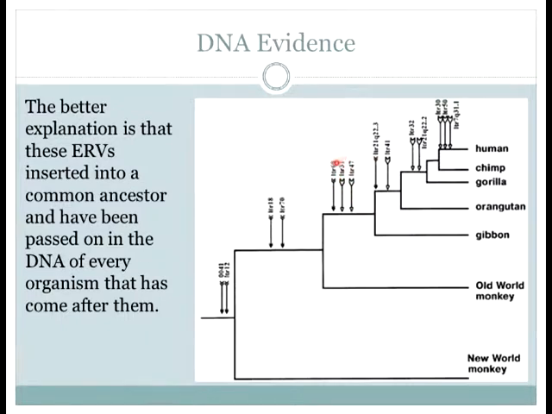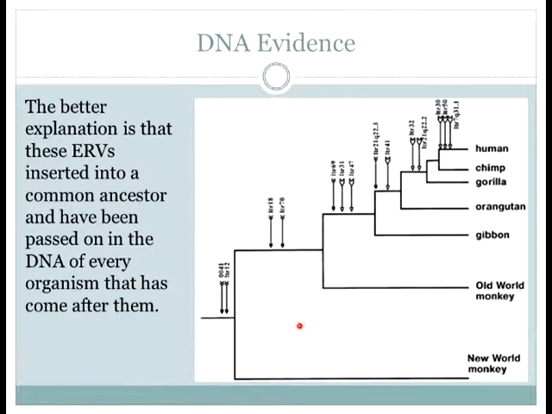You can see these ERVs here are only common to these species here. These ERVs here are only common to these 4 species. These ERVs here are only common to these 3 species. These ERVs here are only in humans. They're in nothing else. So we know that these infections occurred sometime at some point during our own species history, after we had evolved from all of these other various species.